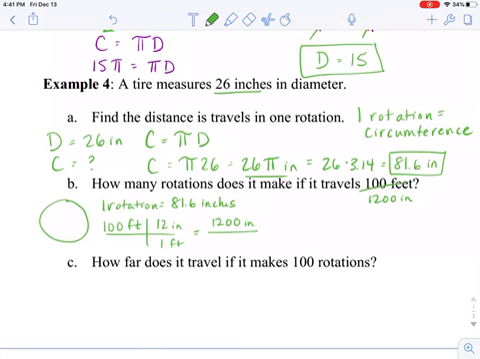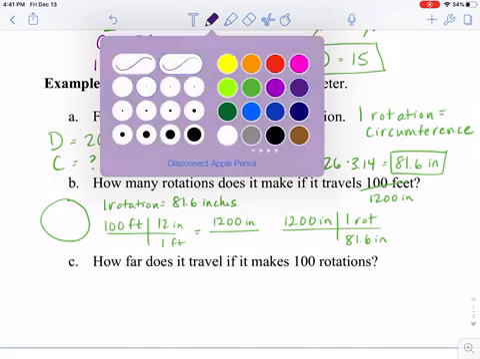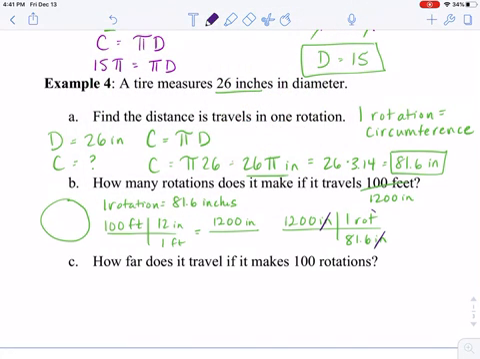So in 1,200 inches, I know that one rotation, whoops, I messed that up. I need to put rotation on the top. I know that one rotation is equal to 81.6 inches. And I want you to notice that what I did was I set this up so that inches would cancel, and I'll end up with rotations. So what I'm going to do is take 1,200 and divide by 81.6. And when I do that, I get 14.7 rotations.